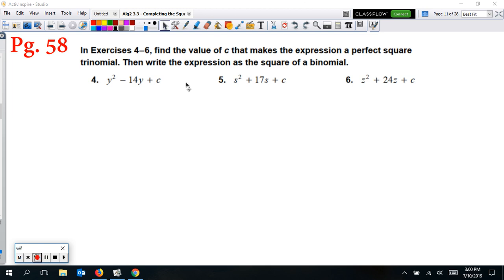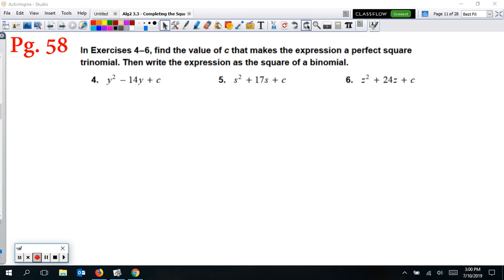So we're going to use that: half it, square it, and add it. Those are the three things we're going to do. And once we do figure out what c is, it says then write the expression as a square of a binomial. We've already done that a little bit, so we can do that as well. So if we take the 14, that's our b number, we're going to half it.